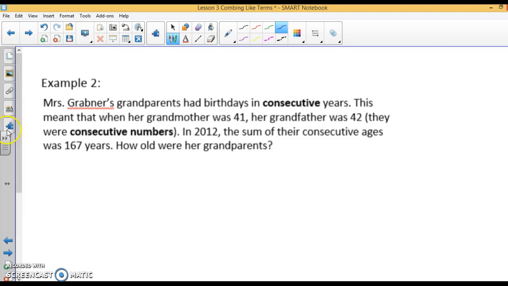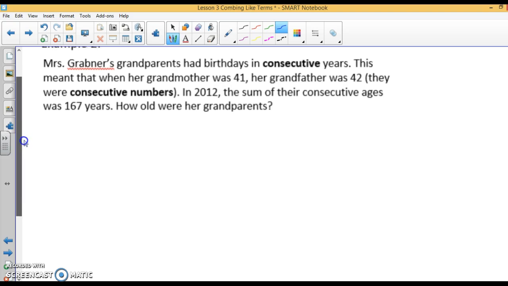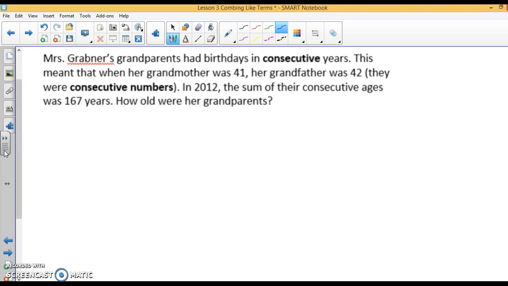Looking at example 2, it says Mrs. Gradner's grandparents had birthdays in consecutive years. This meant that when her grandmother was 41, her grandfather was 42. They were consecutive numbers. They came after each other. In 2012, the sum of their consecutive ages was 167. How old were her grandparents?